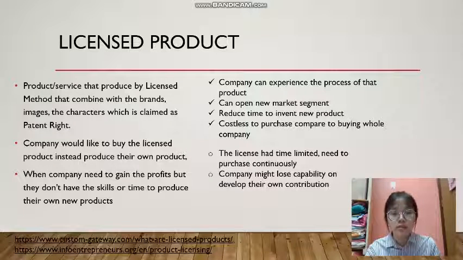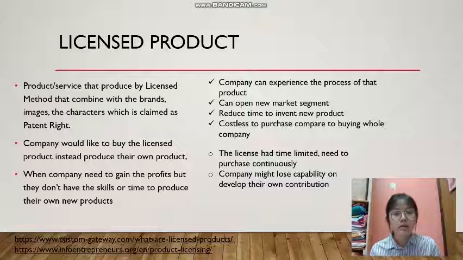There are advantages and disadvantages of licensed products. The advantage is the company can experience the process of the product that they buy, and they can open a new market segment. The third is reducing the time to invent a new product. Fourth is that it costs less than buying the whole company.